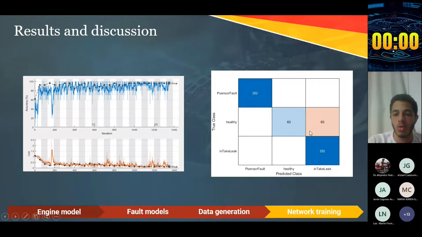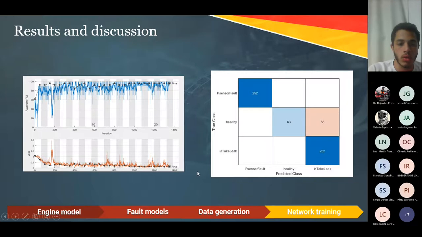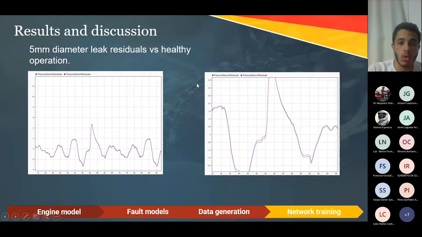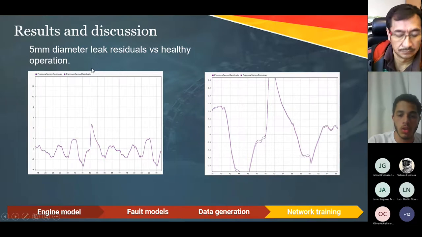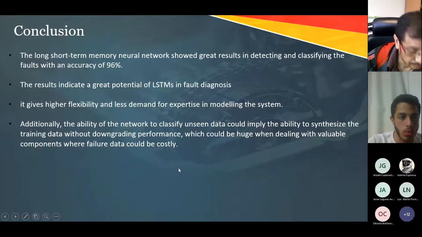But it shows a tendency to classify the healthy operating condition sequences as an intake leak, and this was found to be due to the close behavior in the residual of both operating conditions. As we can see from this graph, this is a plot of the residual signal extracted from the engine while operating at healthy conditions and at a 5 millimeter diameter leak in the manifold body. This could be avoided either by modeling the mass leak with a better dynamic model, or by neglecting the small leakages, as they contribute an insignificant amount of leakage into the manifold.